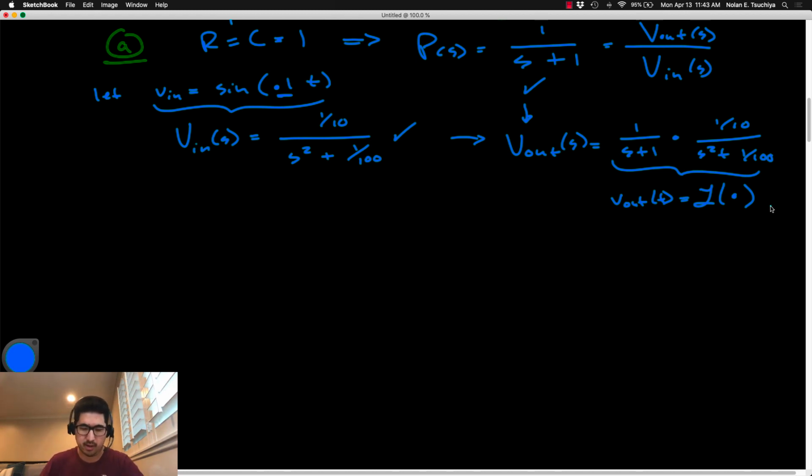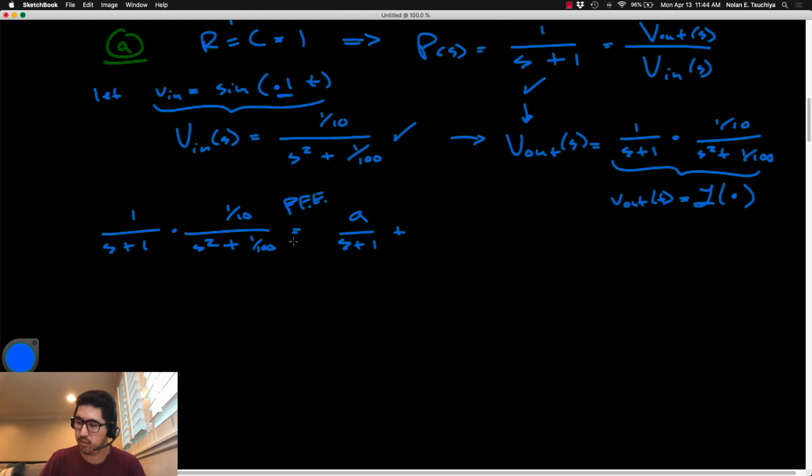Okay, so this is going back pretty far, but we know that big V out of S can be broken down, and we're not going to do all of this, but just as a refresher, this can be broken down using partial fraction expansion as A over S plus 1 plus, and now we've got a quadratic term here, so this will be BS plus C over S squared plus 1 over 100, like so.